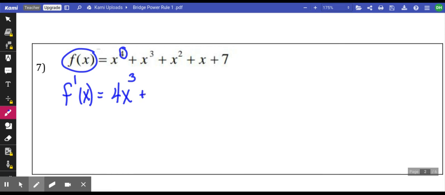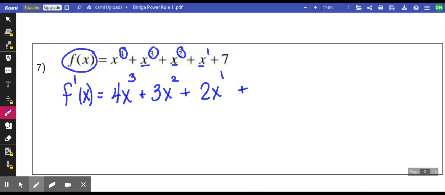Plus, why don't you pause it and try the next 3 terms, see if you can figure it out. So I'm going to bring the 3 down. So I have 3x, subtract 1, I get squared. Plus, bring the 2 down, 2x, subtract 1, and I get 1. Plus, now you might be thinking, oh no, there's not an exponent. Well, of course there is. Everybody has an exponent of 1.